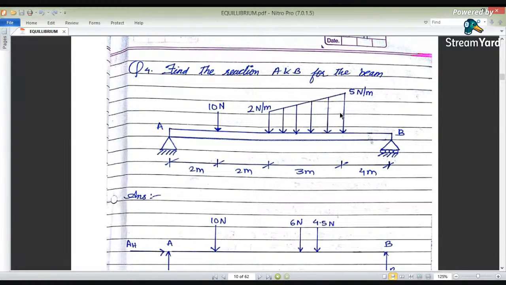Here there is a trapezoidal loading, in which it has an intensity of 2 newtons here, but here it has 5 newtons. So how to convert this into a UDL? How to convert this into a point load? That means it is a combination of two figures.